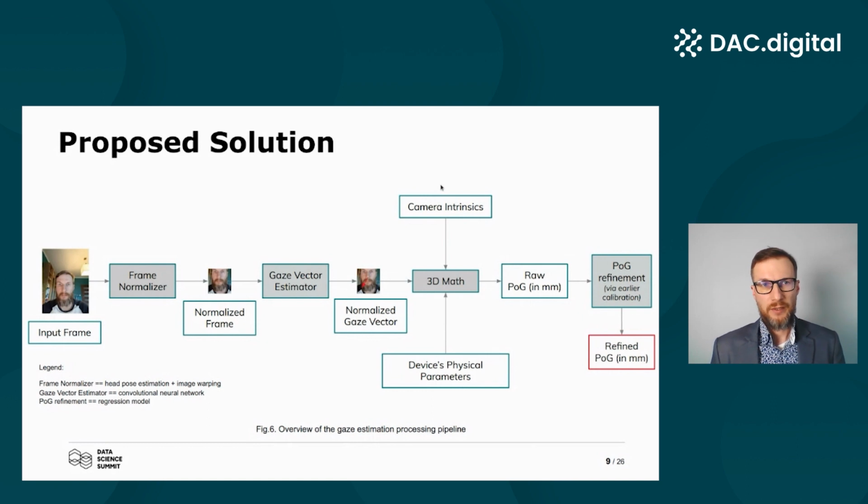Some of the data necessary to perform these calculations are easy to acquire if you have the device at hand. Camera intrinsics can be acquired during a camera calibration procedure using some predefined calibration targets, while device's physical parameters can be obtained by simply measuring the device. The real challenge is to obtain all this data in the wild, so not having the device at hand. I will talk a little more about this later on in the presentation.